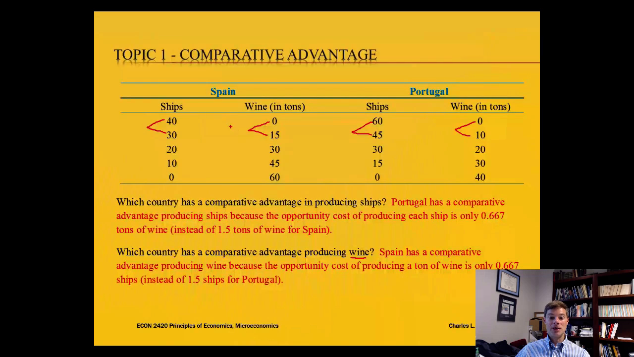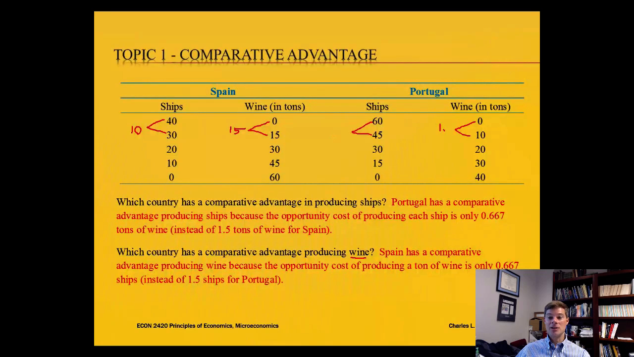For every 15 tons of wine that Spain produces, it gives up 10 ships. This means the opportunity cost of one of those tons of wine is 2/3 of a ship for Spain. So Spain's opportunity cost is only 2/3 of a ship for each ton of wine.